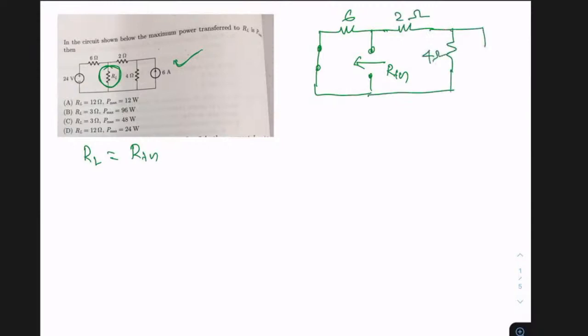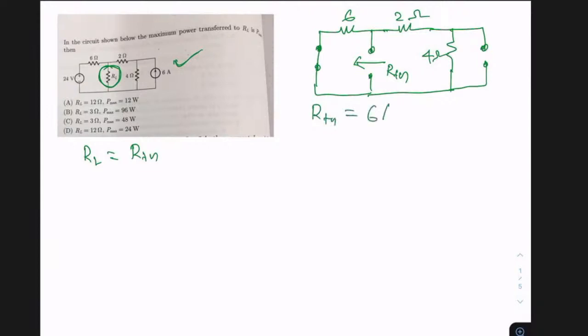And then I have this current source, and this current source is open circuited. So this 24 volt source is short circuited, and this 6 ampere source is open circuited. From here, you have to find the value of RTH. So if I ask you, what is the value of RTH? I mean, what is the equivalent resistance from this particular terminal?